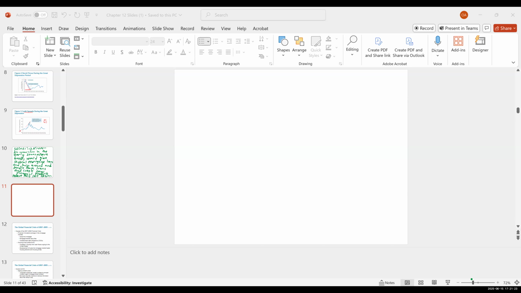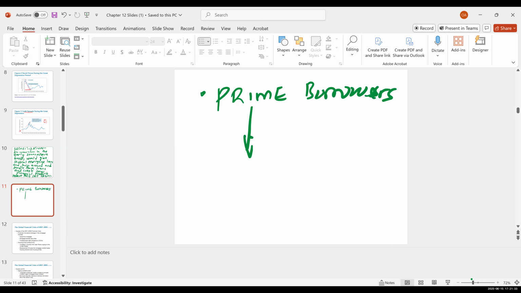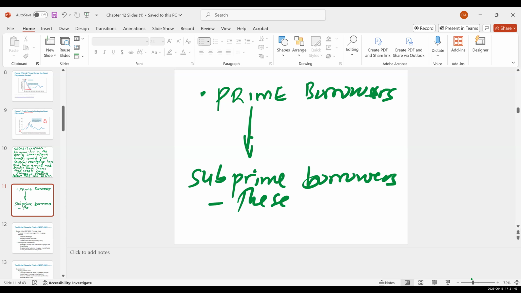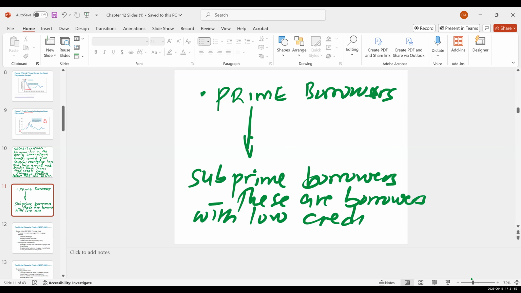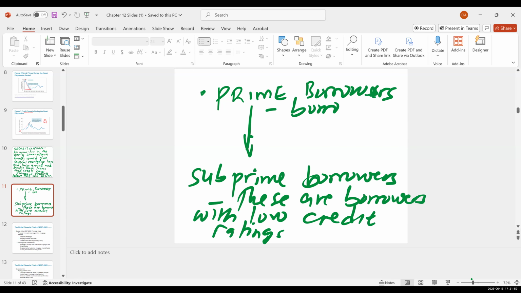So instead of lending to what we call prime borrowers, they started lending to what we call subprime borrowers. Subprime borrowers are borrowers with very low credit ratings. But prime borrowers are borrowers with high credit ratings. Meaning the banks started to add risk.